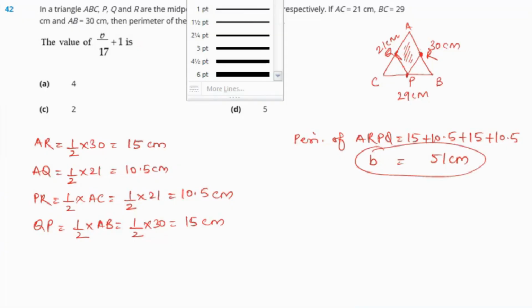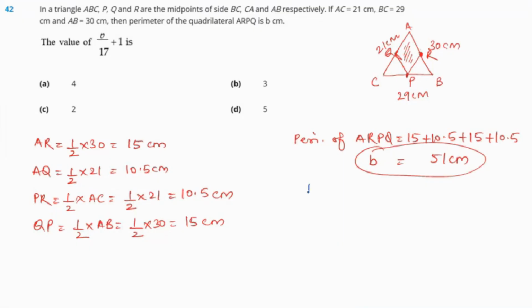Now, according to the question, we need to figure out the value of B by 17 plus 1. So when we are going to put it over here, 51 by 17 plus 1. As we already know in the table of 17, we can cut 51 3 times. So 3 plus 1, we will be getting what? 4. So answer needs to be 4.